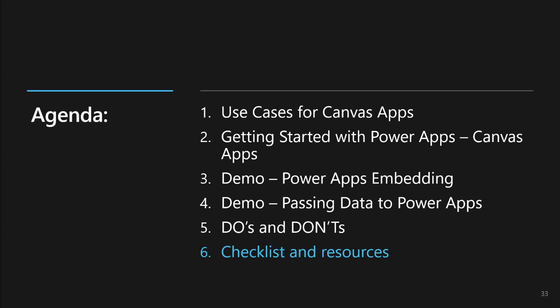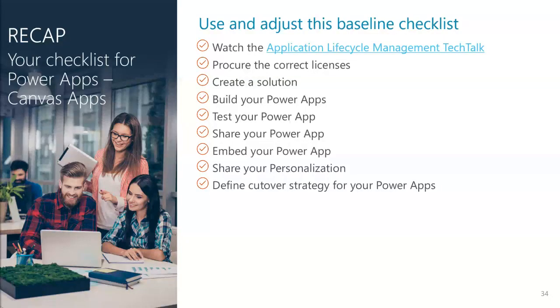What I want to do is recap some of the things that we talked about. If you're not familiar with the application lifecycle management of Power Apps, I strongly recommend that you check out this tech talk, with the link that's here, that walks through all the details of how to actually promote your applications through your dev, test, and prod environments. You'll want to make sure as well that you're procuring the correct licenses for whatever your scenario might be. We're not going to go into the details, but you can check out the licensing guide, which has all the information about what licenses are required for Power Apps.